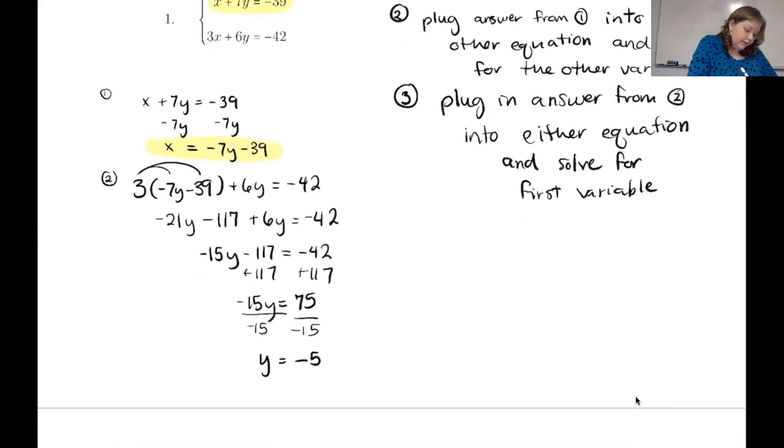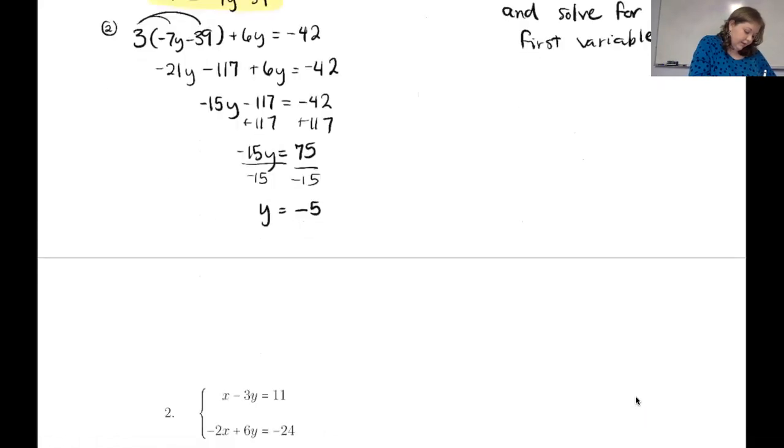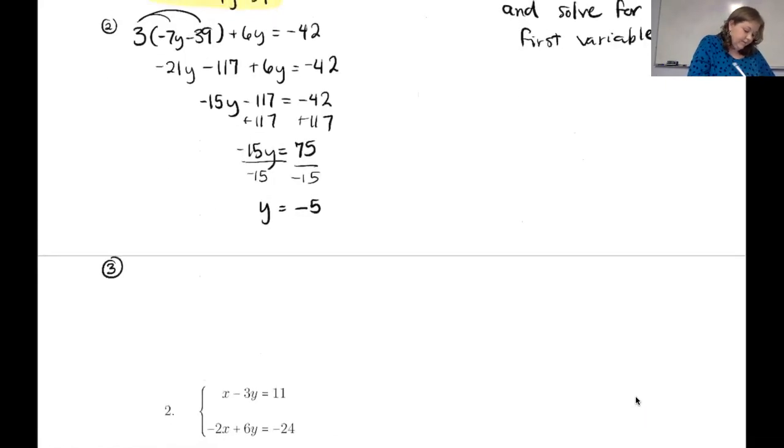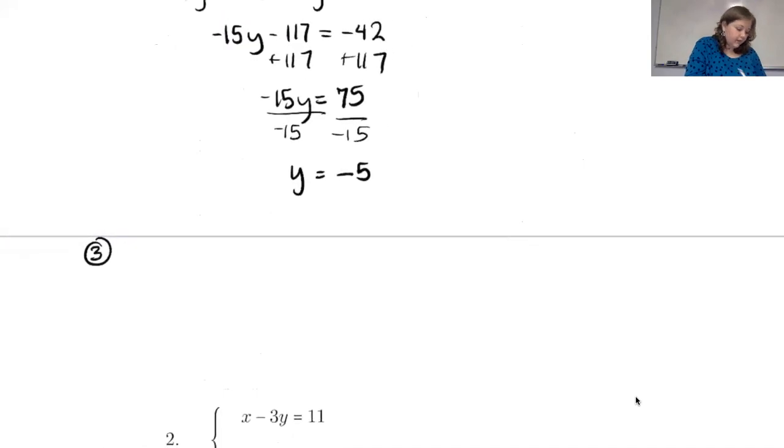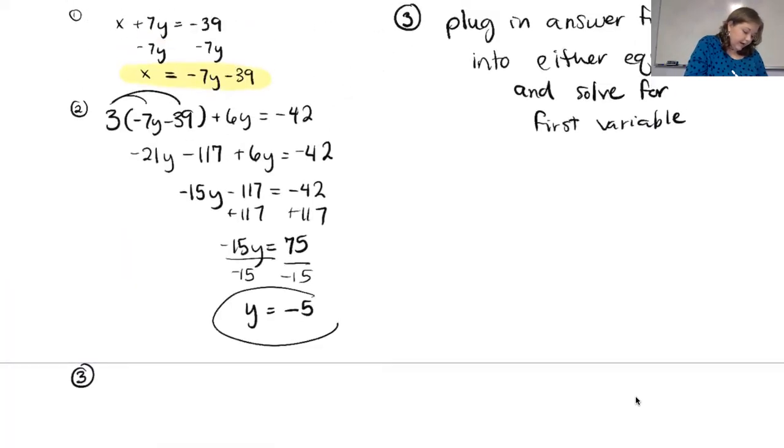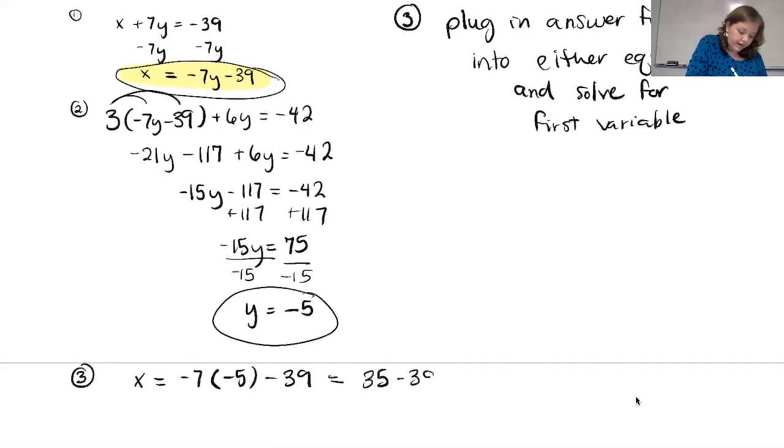And so I will do step 3. I'm going to do it underneath step 2, and then I'll move it in a second. I'm going to do it on the next page. So step 3, I'm plugging in -5 into this equation for y. So x equals -7 times -5 minus 39, which equals positive 35 minus 39, which is -4. And then our fourth step is the easiest one, which would be to write it as an ordered pair.